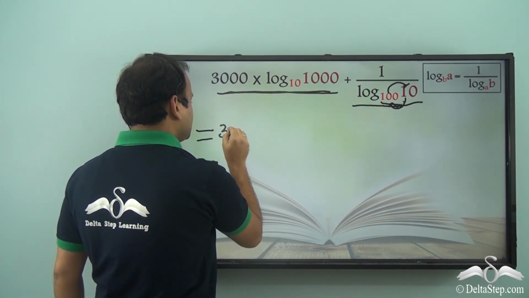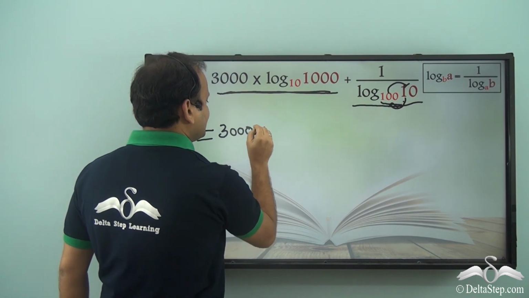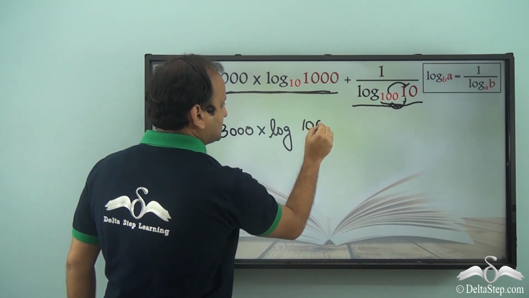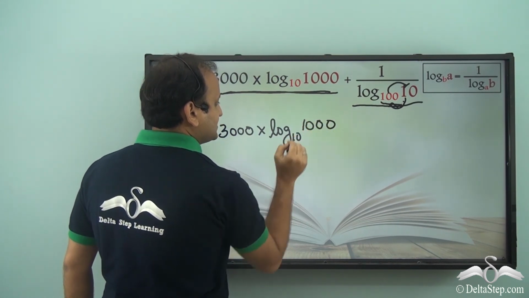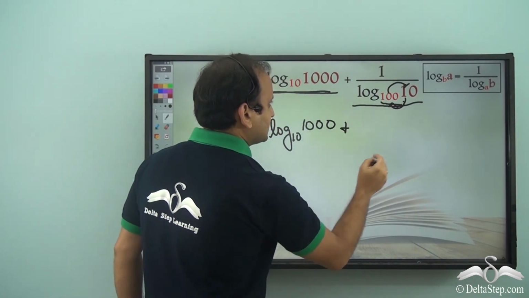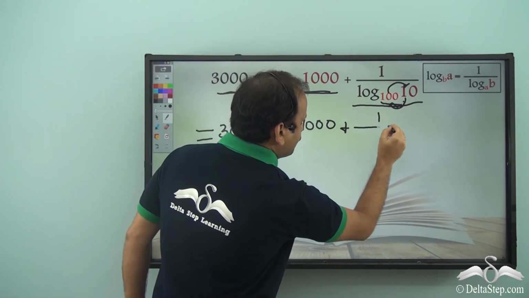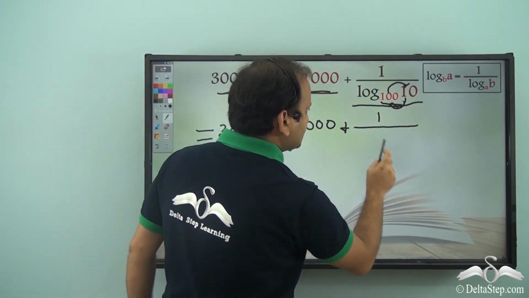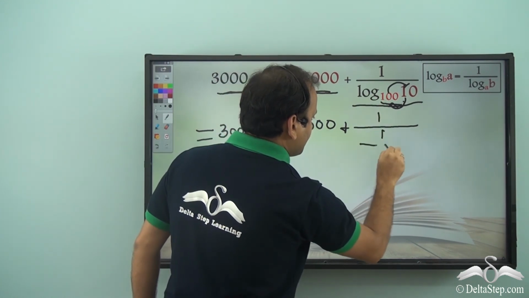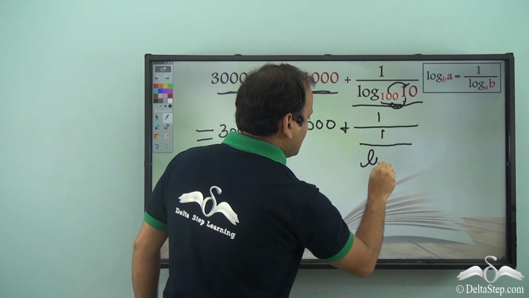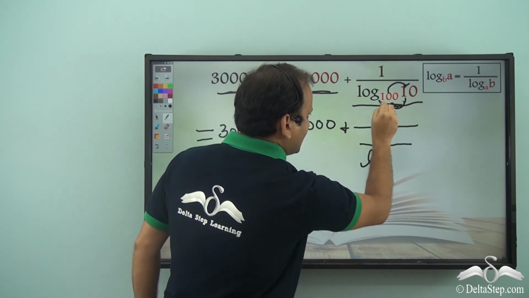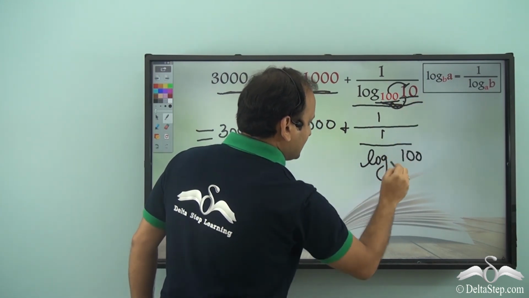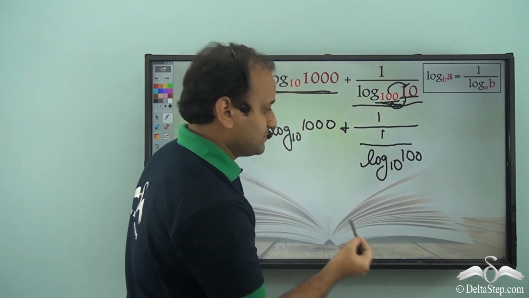So it's 3000 into log 1000 to the base 10 plus 1 by, now as soon as we interchange it becomes a reciprocal of this. So it will be 1 by log 100 will become the argument and 10 will become the base because we have reciprocated it.